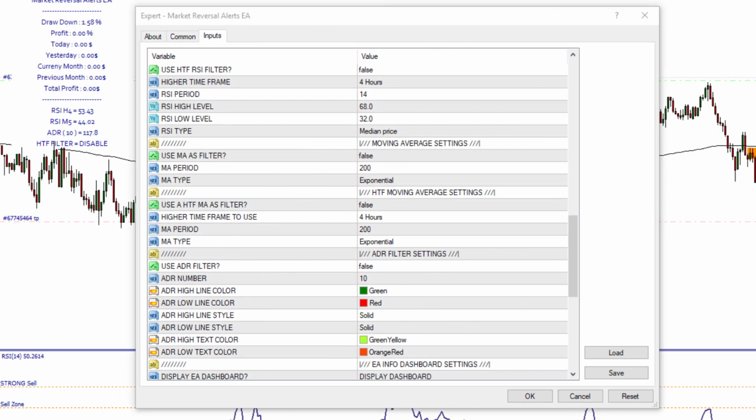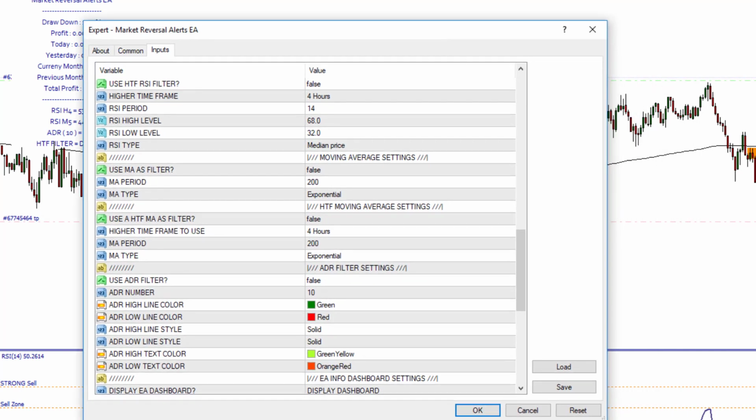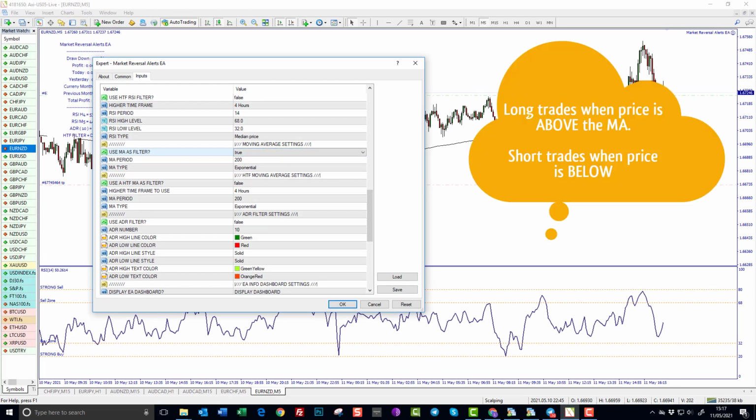So next, let's have a look at the moving average settings. As you can see on the chart here, I've just plotted a 200 moving average, which is this black line here. So with the moving average filter, if you set the MA filter to true, what will happen is the EA will only take trades if price is above or below the particular moving average.